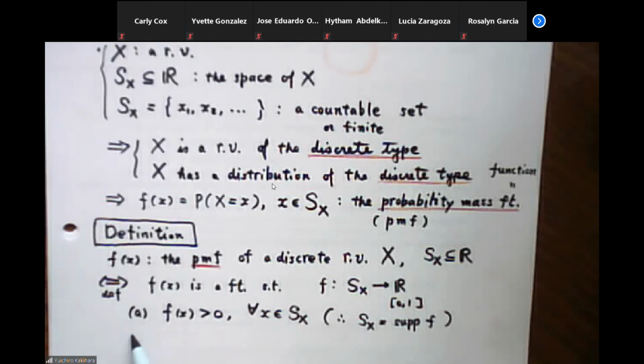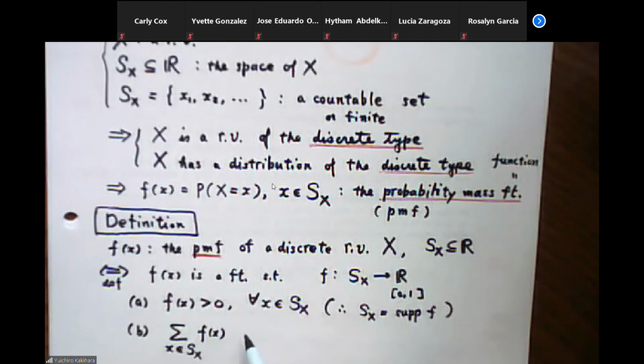And then since this is a probability mass function, what about the sum of all these guys? The sum of all these guys, over possible x. Then that should be equal to the entire space. So that should be 1. Since we have the property that we add f of x for all x that is in S sub x, the range of X, and then this should be equal to 1. Okay.